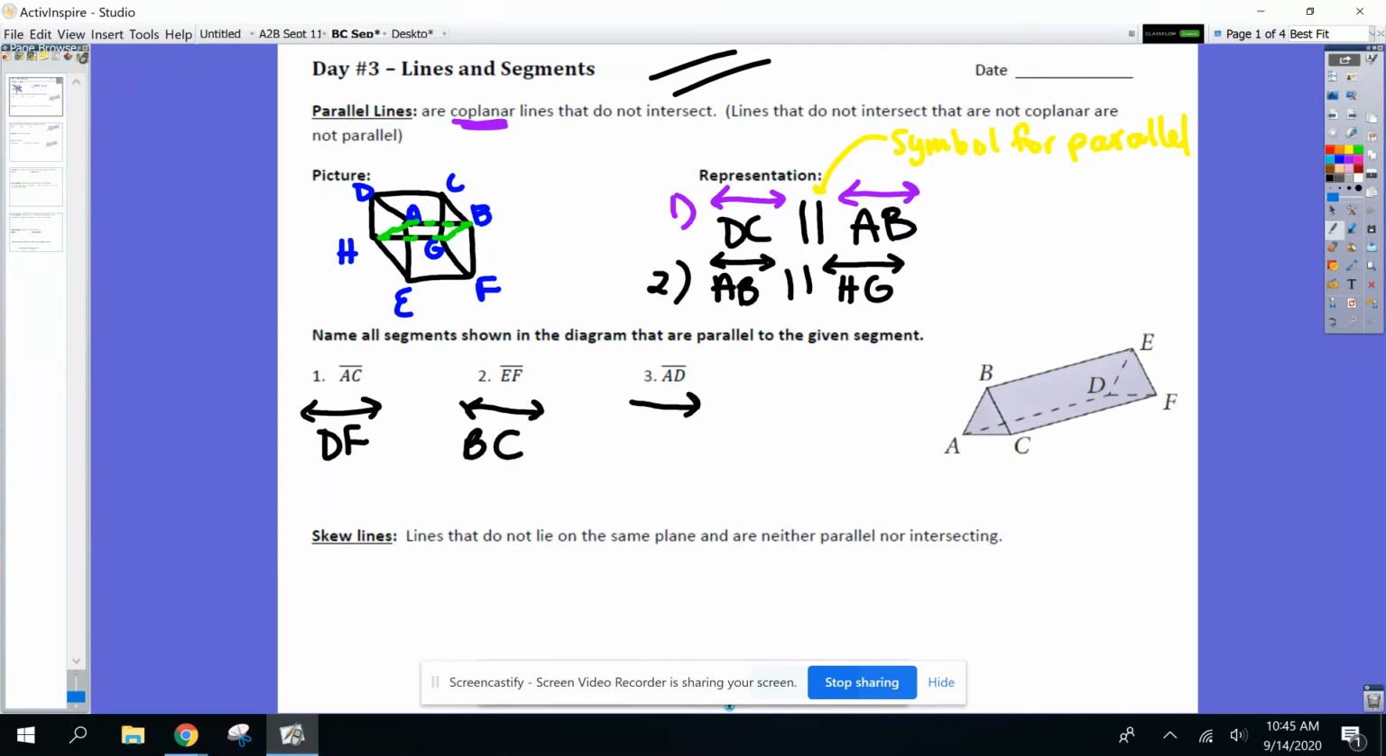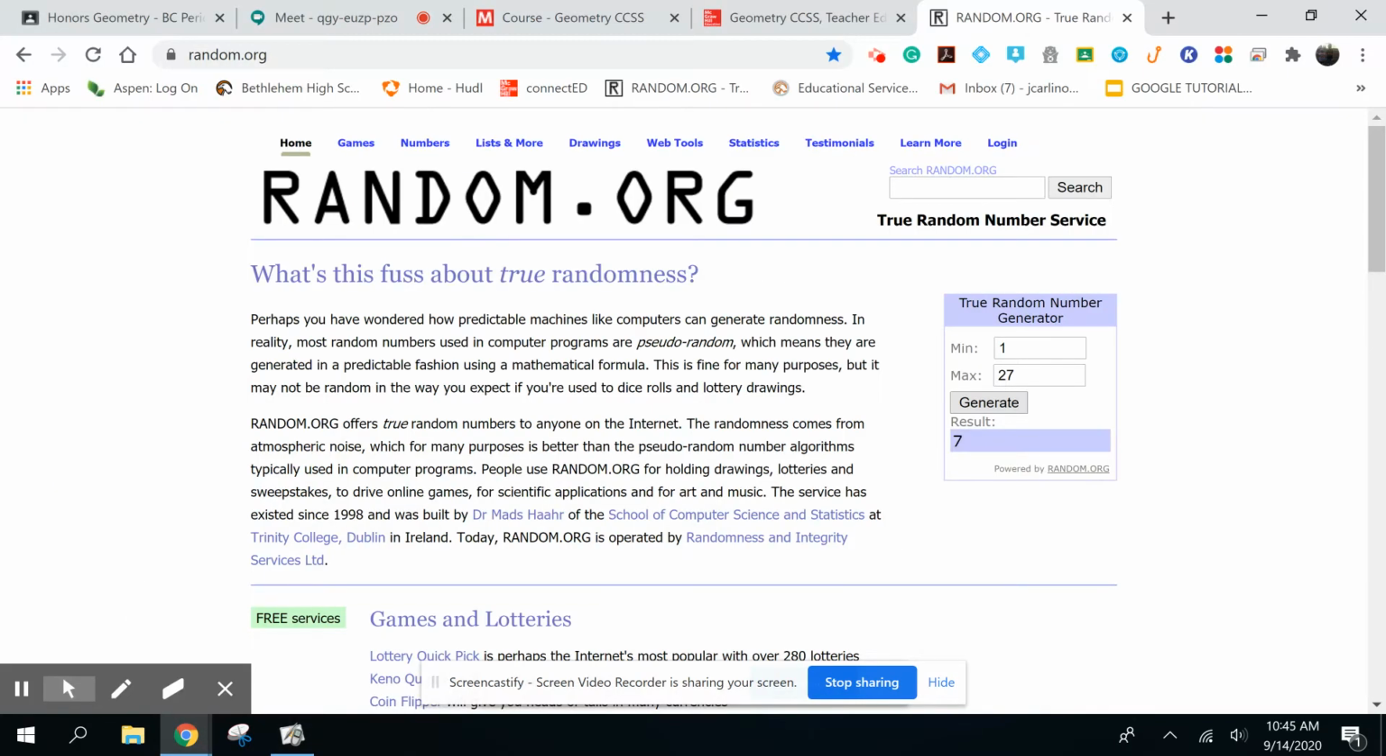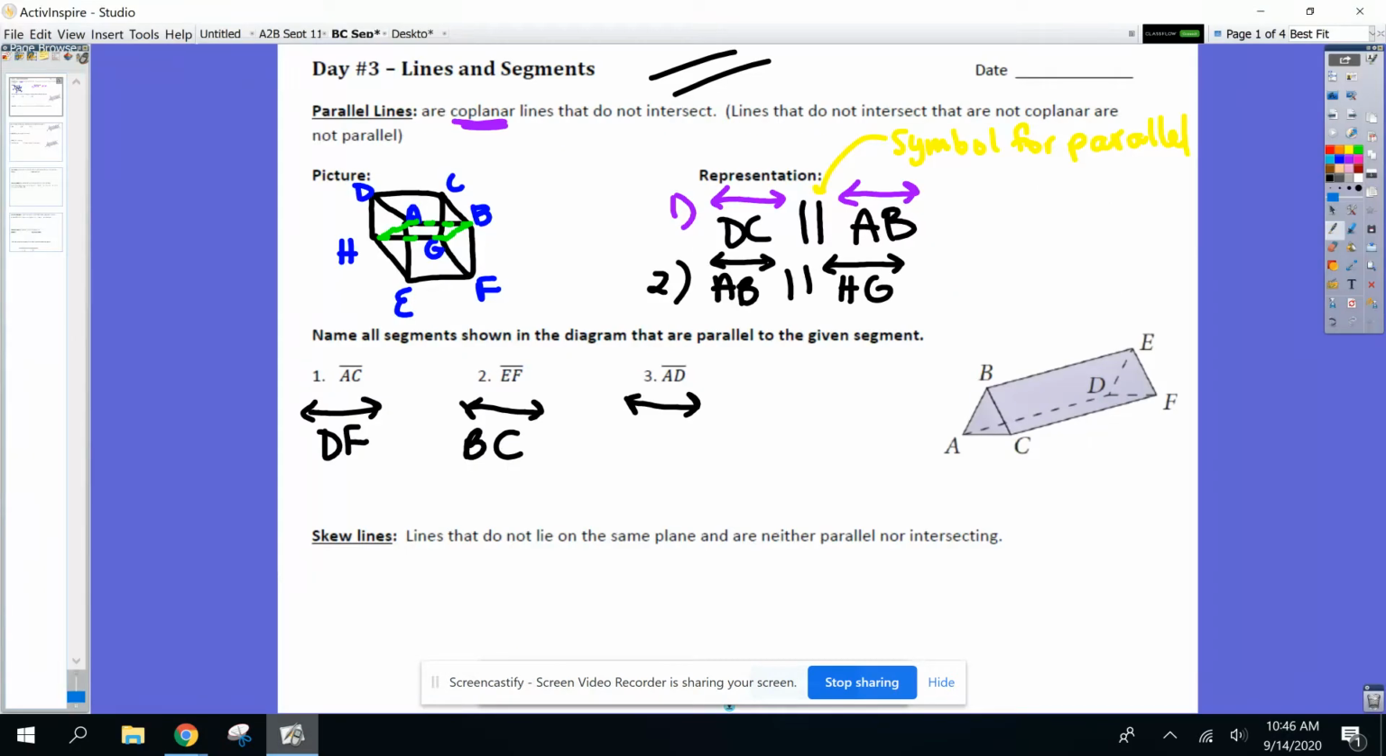And finally, AD. Somebody give me a line that's parallel to AD in my figure. Cannot intersect and has to be on the same plane. Going home now. Luke. AD and CF. Good job.